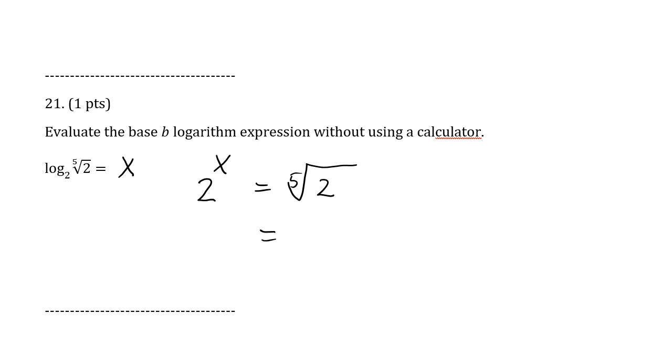I remember that a fifth root is the same thing as the 1/5 power. Now the format on the left and the right look the same. They're both exponential forms, a base raised to a power. This tells me that x has to be 1/5.